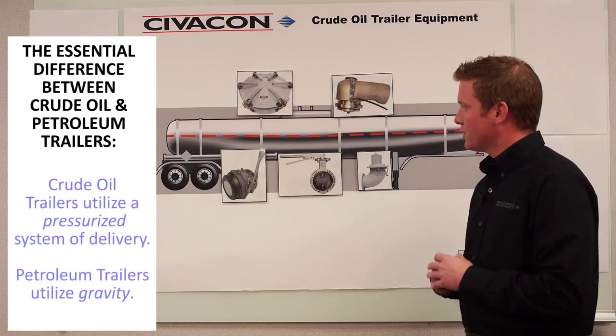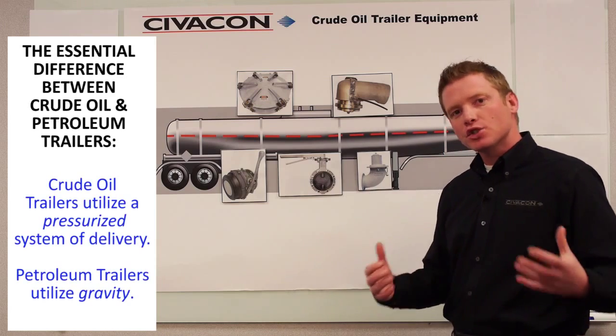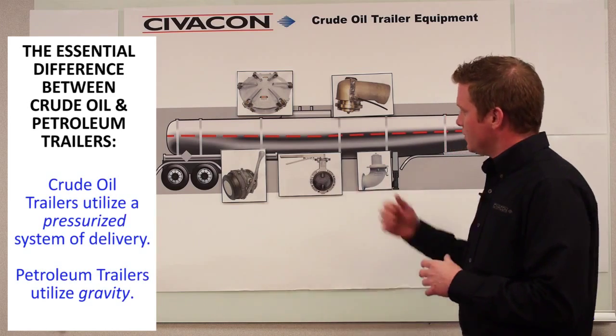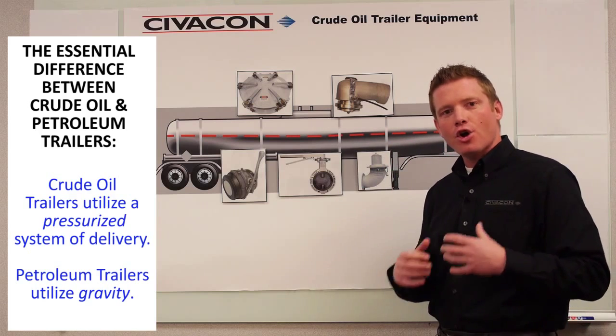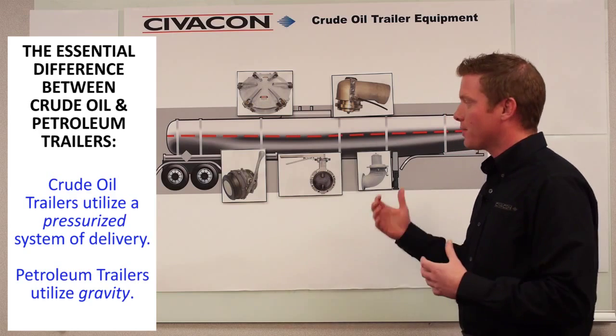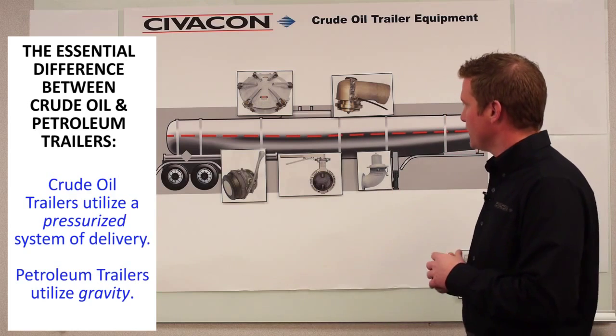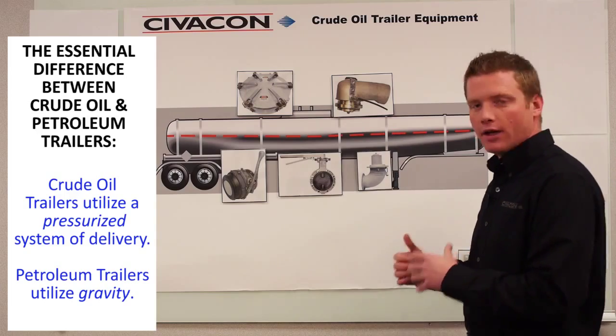A crude oil trailer operates under pressure. Typically it's 25 psi. So the components that get mounted on a crude oil trailer are designed specifically to overcome that pressure so they can open and close the way they should. So let's take a brief second to talk about some of the differences of these components.